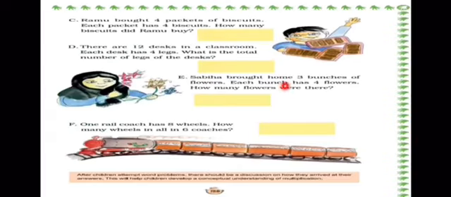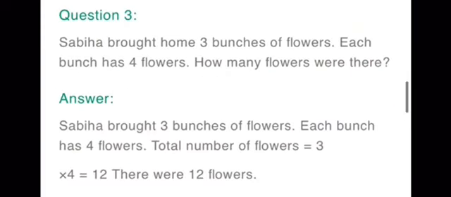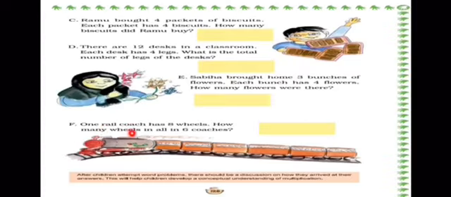Sabiha brought home 3 bunches of flowers. Each bunch has 4 flowers. How many flowers were there? So Sabiha had 3 bunches of flowers and in each bunch there were 4 flowers. So 3 multiplied by 4 is 12. So how many flowers are there? There are 12 flowers.